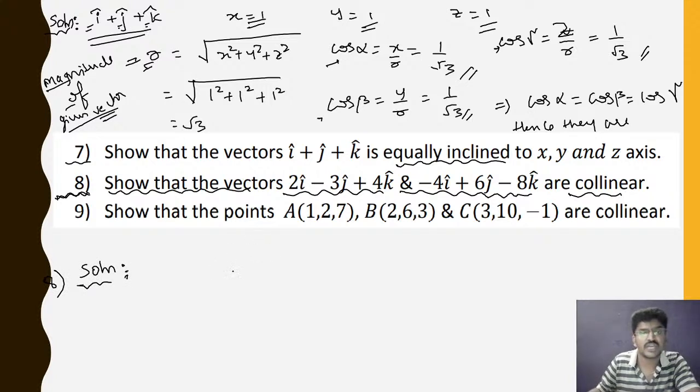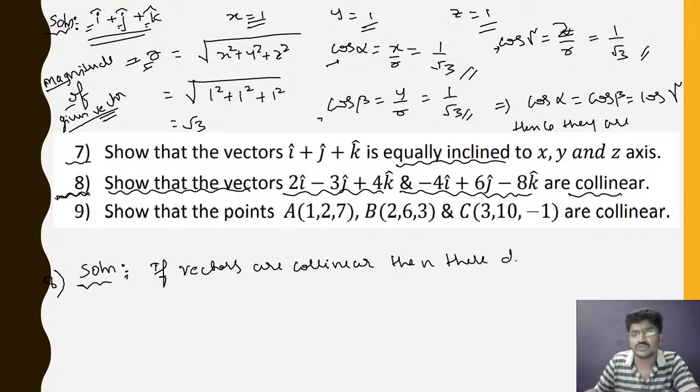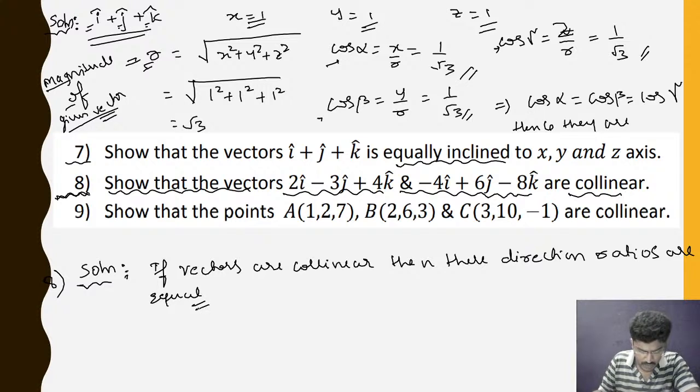So for this, you can just see, if vectors are collinear, then their direction ratios are equal. Clear? Okay. So for this, you can see A1 by A2 must be equal to B1 by B2 must be equal to C1 by C2.